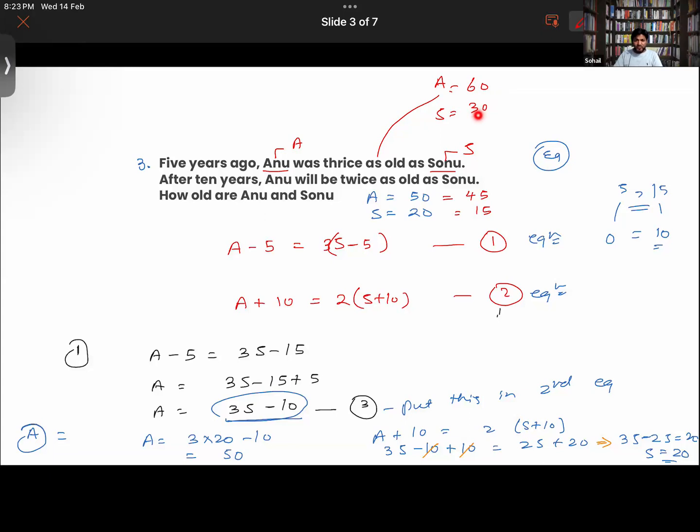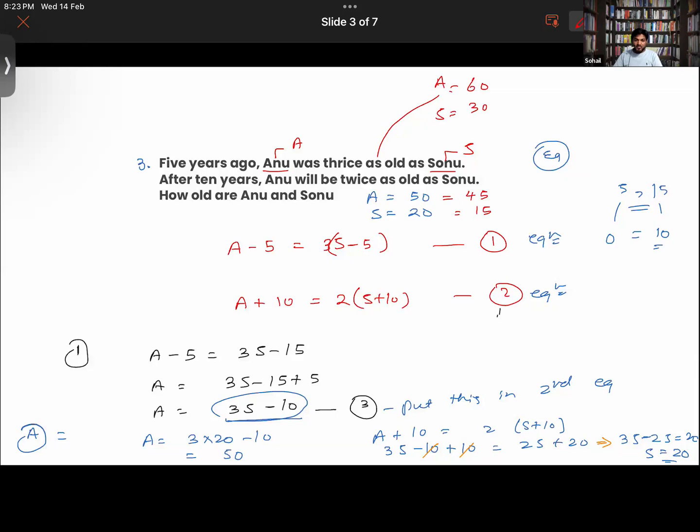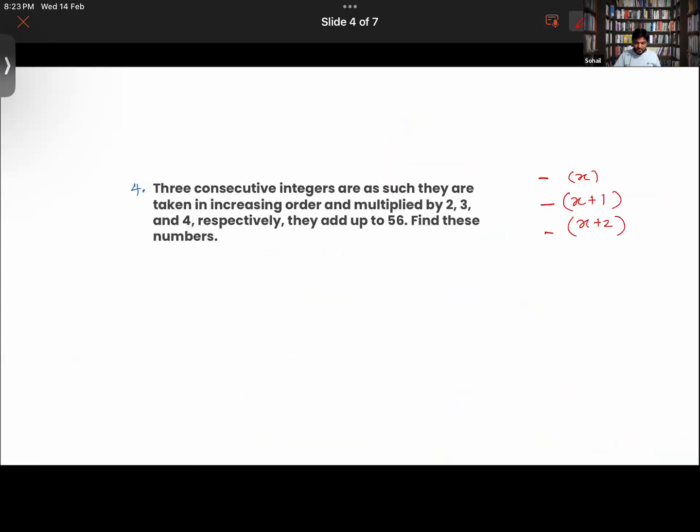Is that clear to both of you? Yes, sir. In question number 4, you have assumed that anyone who got the same values which I am getting, 50 and 20 years age? No, sir. The explanation is clear, no? Okay.